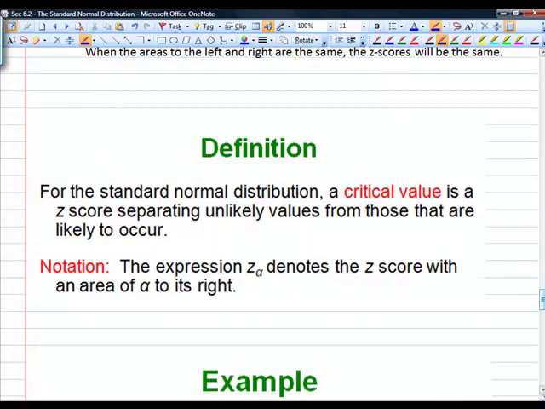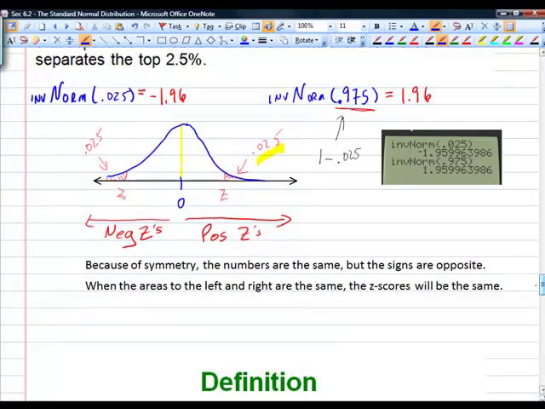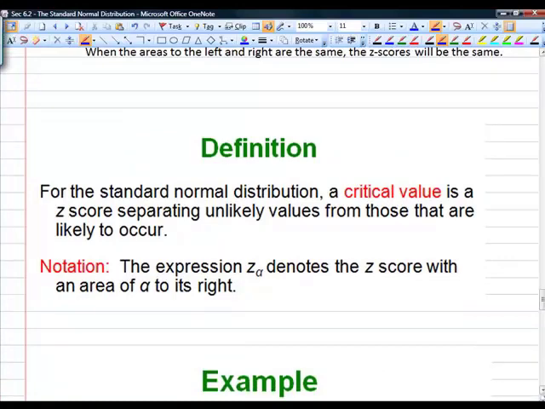For the standard normal distribution, a critical value is a z-score that separates the unlikely values from those that are likely to occur. This z-score right here, the negative 1.96 and the positive 1.96, they separate the middle 95% of the population that we consider to be usual values from the outside 5% that we consider to be unusual. We call that number, that 1.96, a critical value.